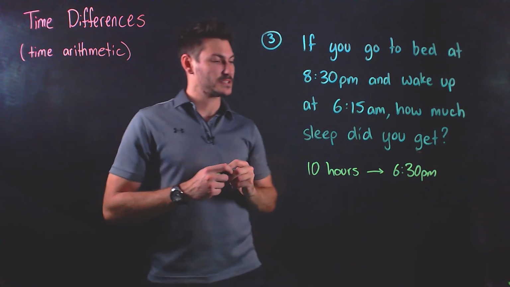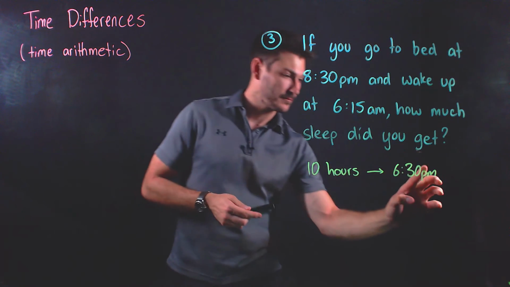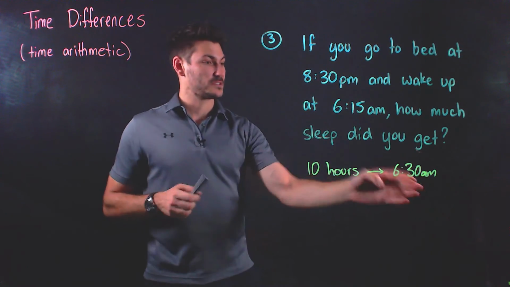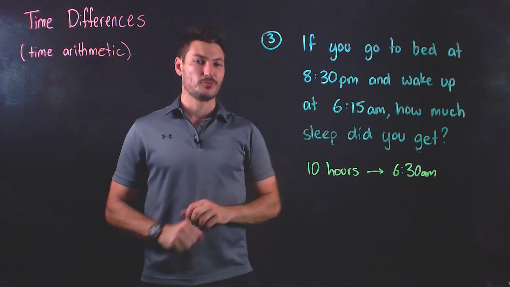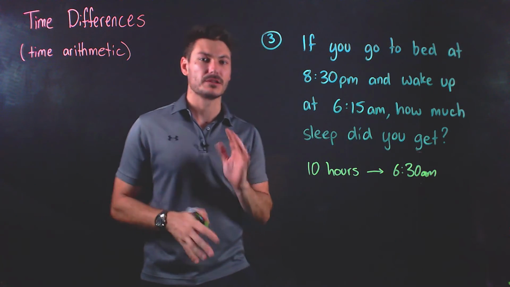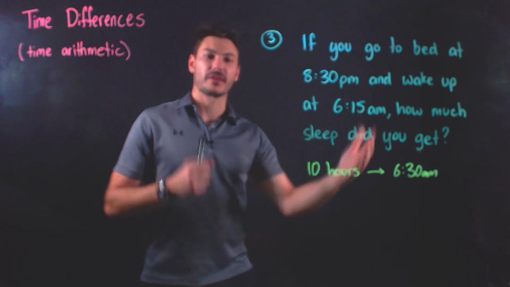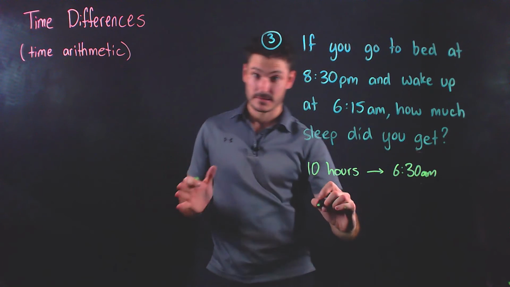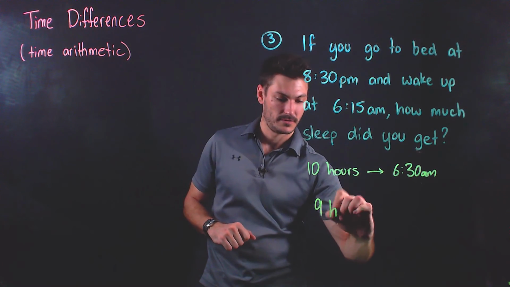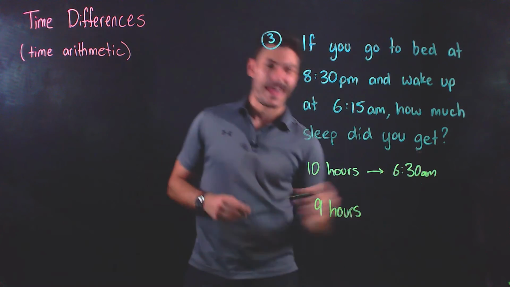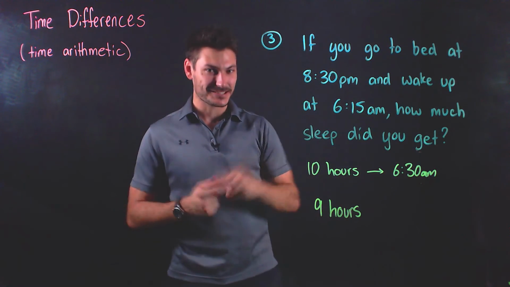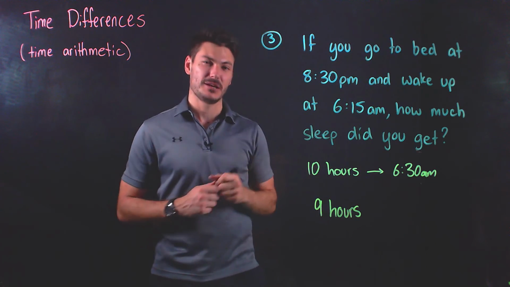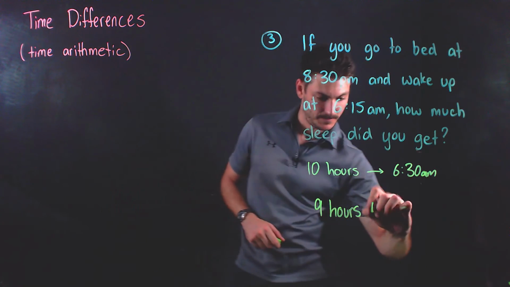And I'll notice that the 6:30 a.m. is 15 minutes too much. Okay, so I've gone 15 minutes too much. So I know it's not going to be a full 10 hours. It's going to be 9 hours and a bit. So I'm going to say now the answer is going to be 9 hours and 15 minutes less than on the hour is going to be 45 minutes. So it's going to be 9 hours and 45 minutes.